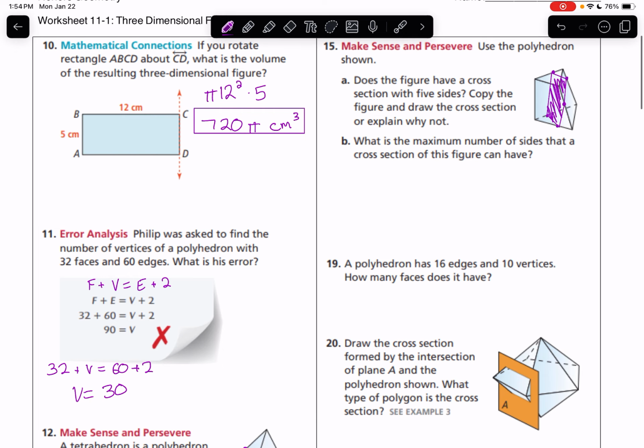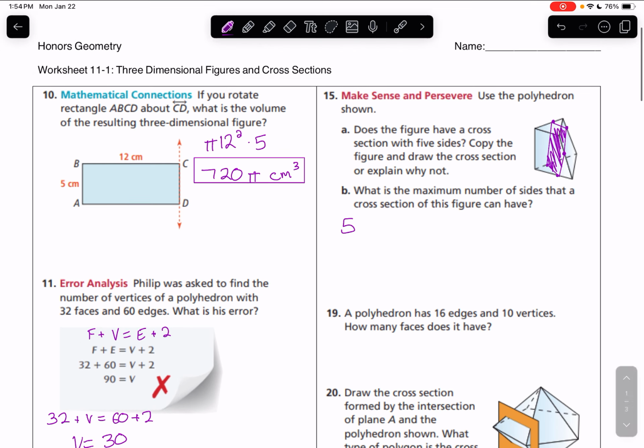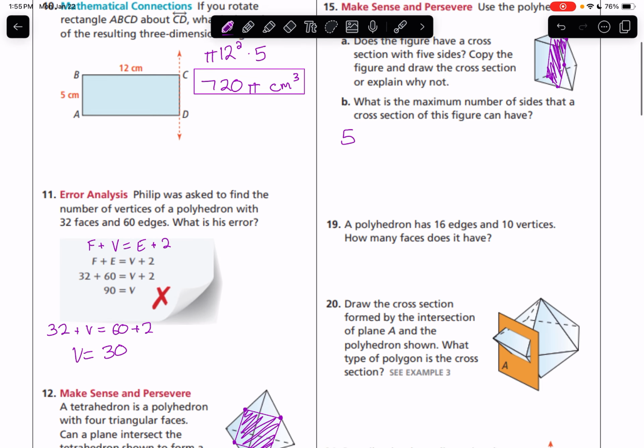B says, what is the maximum number of sides that a cross-section of this figure can have? It can have 5. I believe the rule is that a figure can have the same sides in the cross-section as the number of faces of the shape, which is why this tetrahedron could have a 4-sided cross-section, and this shape can have a 5-sided cross-section.